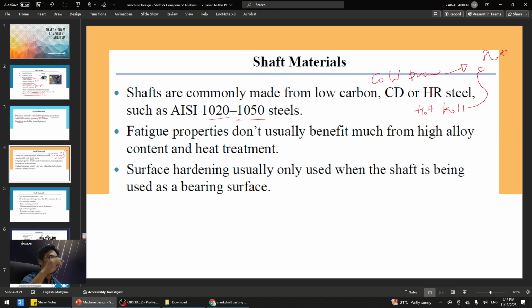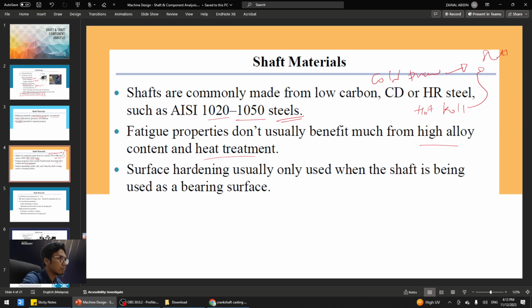So dalam shaft material, dalam pemilihan shaft, selalunya orang buat daripada steel. Dia tak pergi ke alloy, high alloy ataupun ada heat treatment. Lepas you buat shaft tu, you buat heat treatment, secondary treatment lah untuk shaft tu, untuk bagi dia tahan. So basically untuk fatigue problem dekat shaft, dia tak akan membantu bila awak memilih type of material tu daripada alloy ataupun you try to make secondary treatment for that shaft. Untuk fatigue properties dia tak help pun.